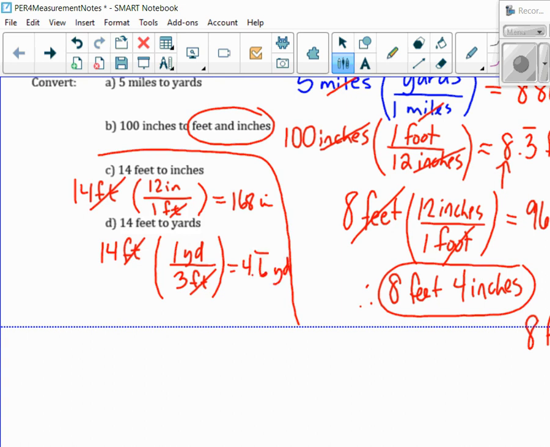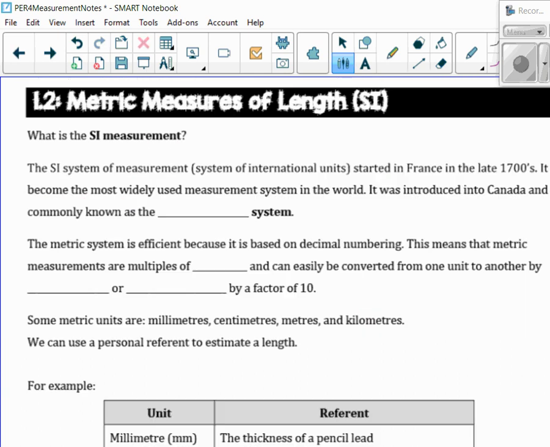Unless it says to round to the nearest tenth, you might as well. Does anybody know what 0.6 repeating is as a fraction? Yes. Or 4 2/3 yards. Yes. Okay. All right. Now we're going to do metric system. Okay?